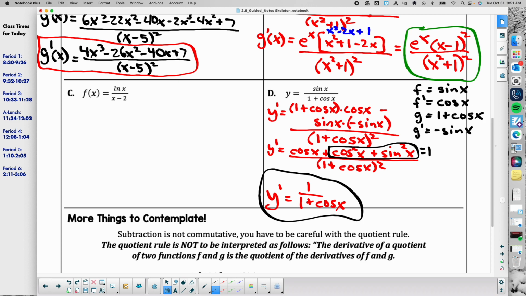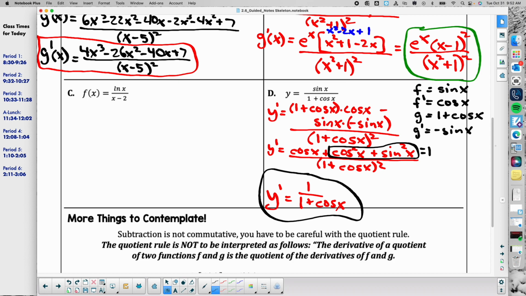I don't know if I have enough room up here, but I'll try. Good enough. The derivative of sine. Oh God. Sometimes my brain and hands don't do the same.